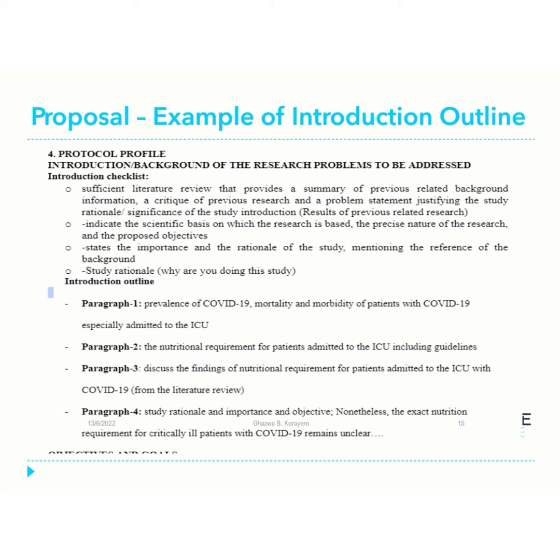So here is an example of a proposal outline. You can see that the first paragraph would be about the prevalence, and the first 1 to 2 could be about the morbidity and the complications related to COVID, and then the second paragraph about the nutritional requirement for any patient who is critically ill, and then discuss the findings of nutritional requirements specifically in patients with COVID and not only in the ICU. And then we can look at the findings and the gap or the rationale in the literature that drives the aim of this study. This is just an example of one of the SCAPE projects.